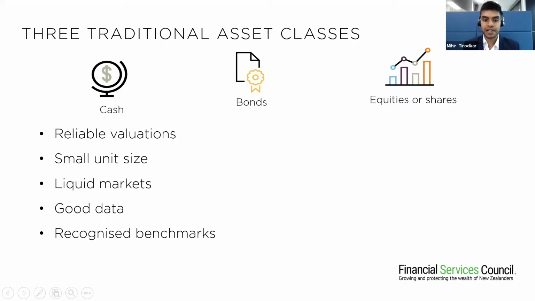There are also recognized benchmarks for all three of these asset classes. When we talk about benchmarks, a benchmark is a predefined set of rules which can be used to create a hypothetical portfolio within any asset class. And following those rules, we can know what we would have invested in. We can know what we would have returned if we had invested in following those rules. Typically, and we will get onto this later, a passive manager seeks to replicate these recognized benchmarks within these asset classes, whereas an active manager seeks to outperform these benchmarks.